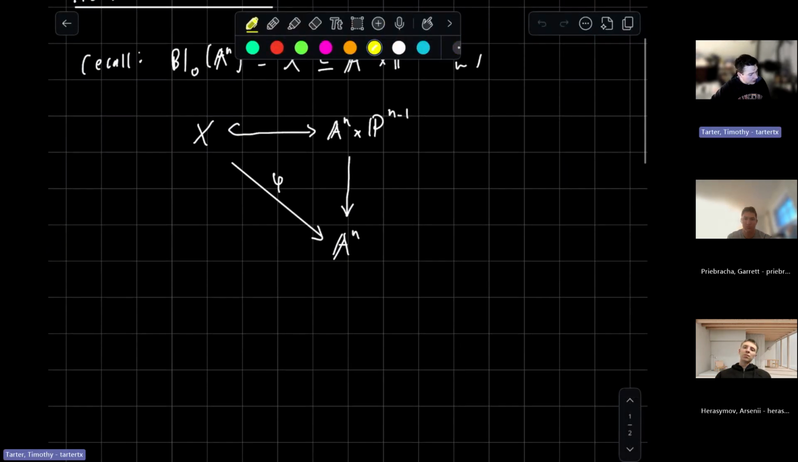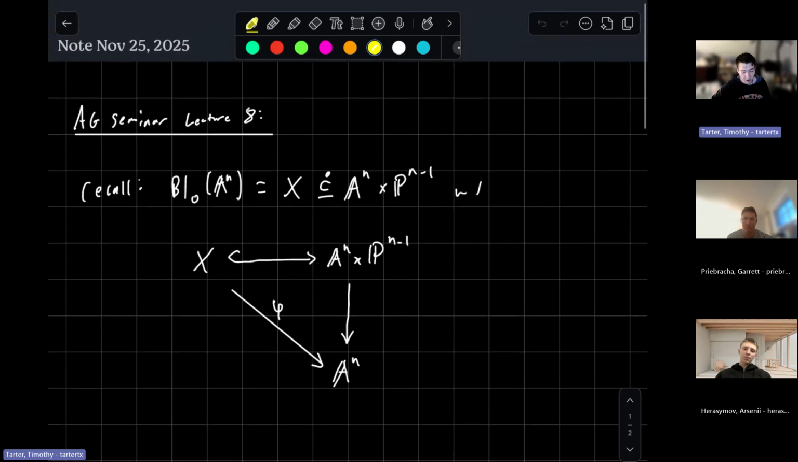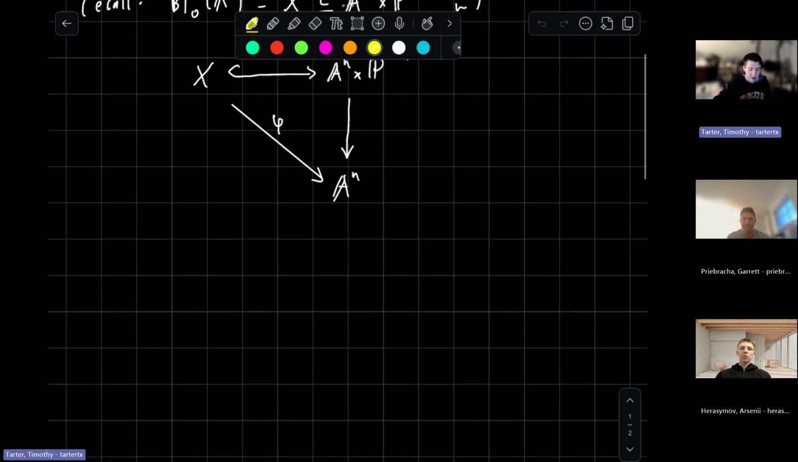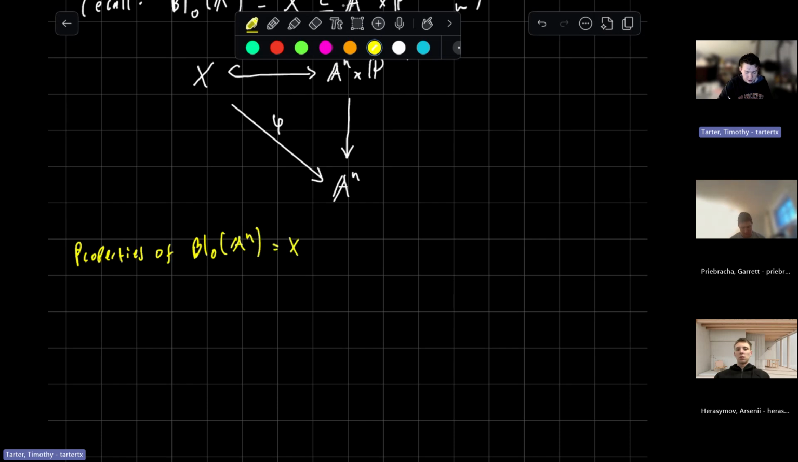And so now what we want to do is study the properties of the blow up at x. So properties of BL0 and equals x.